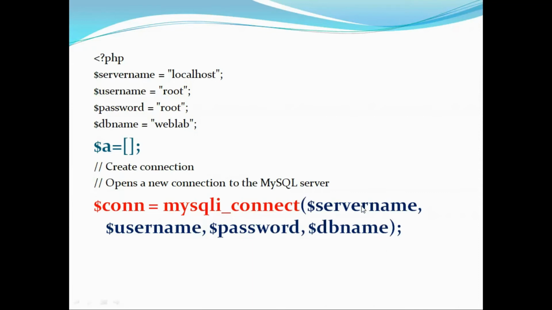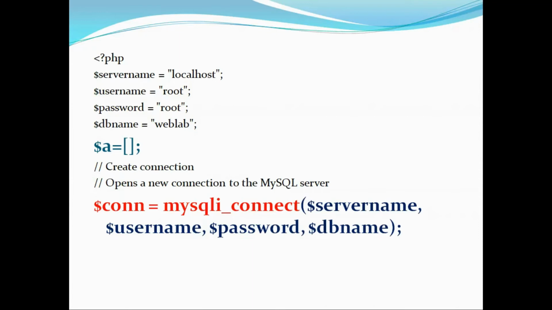The server name is replaced with the default host name, localhost, followed by the username, and then the password. The second parameter is the username for MySQL, the default username in which the PHP process runs. The third parameter is the password for the database, the default one. Next, followed by the database name which we are going to create. These are the things we use in order to create the connection and open a new connection to the MySQL server.